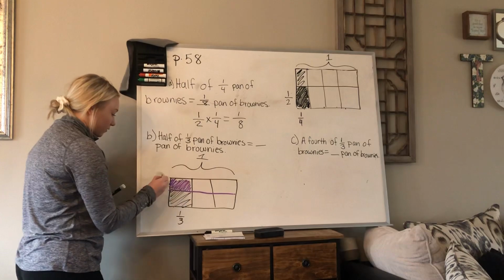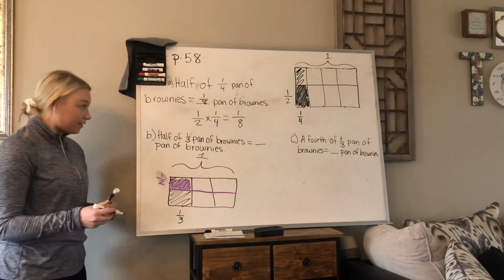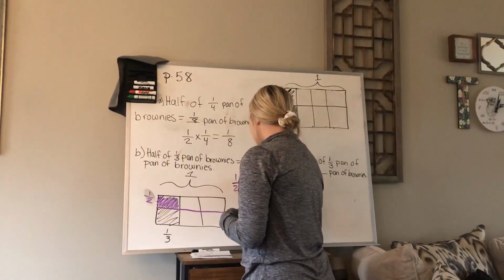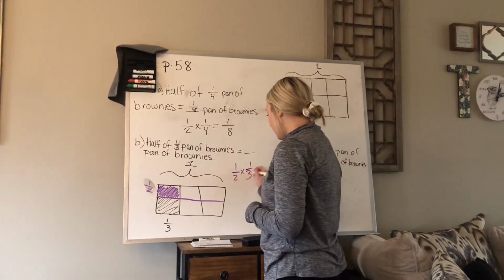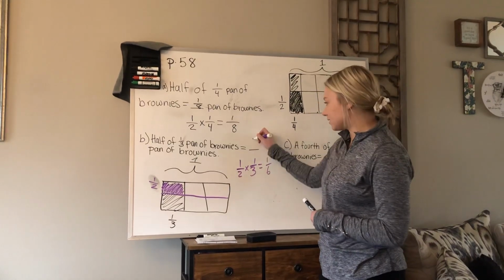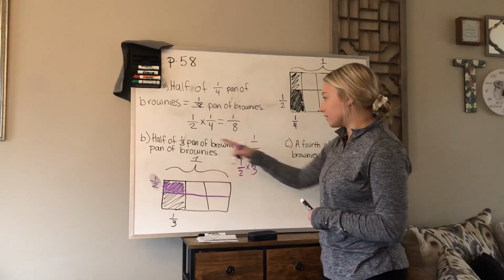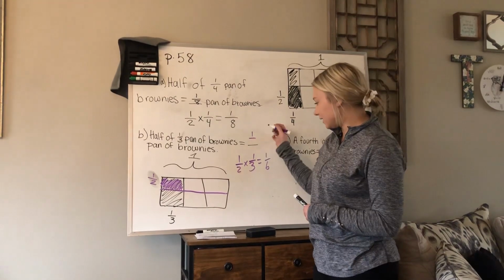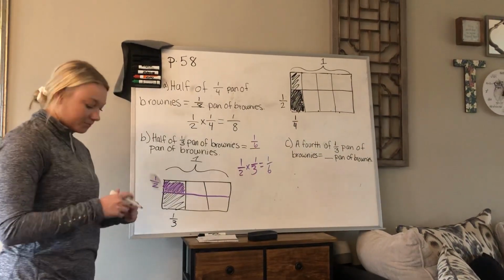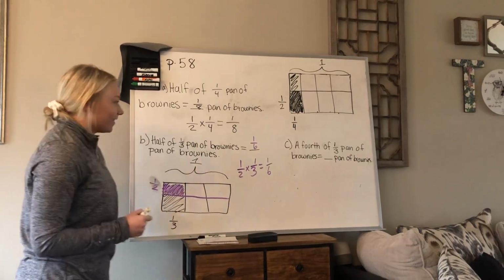All right, so 1/2. And then I can do the math over here where I go 1/2 times 1/3 is 1/6, because 2 times 3 is 6. So half of 1/3 pan of brownies is 1/6 pan of brownies. Okay, are we following? We're good? Mm-hmm. Let's move on to the next one.